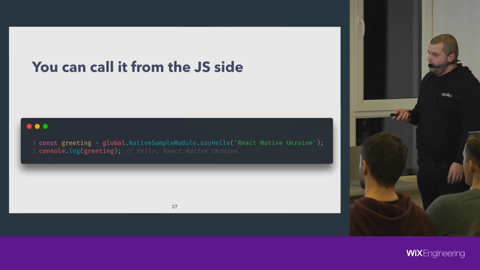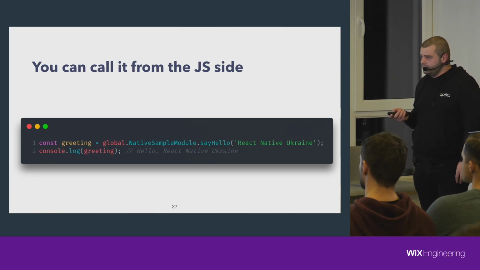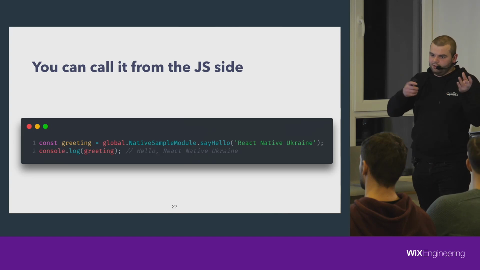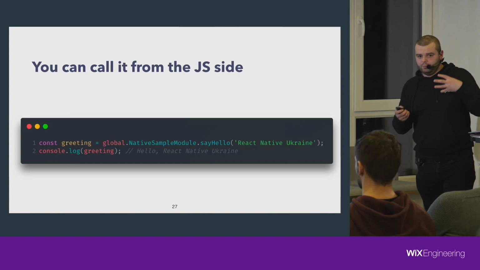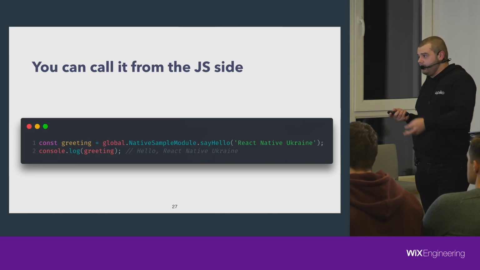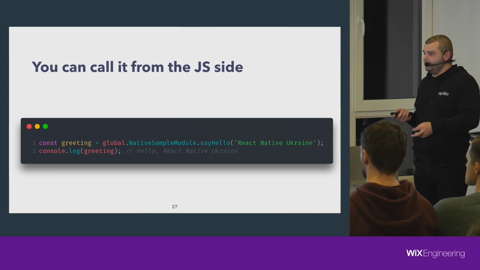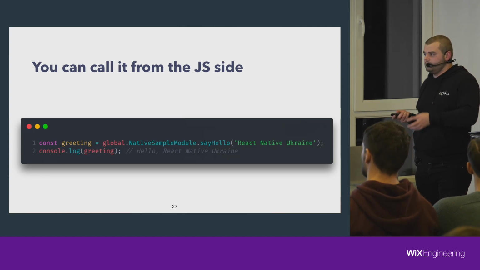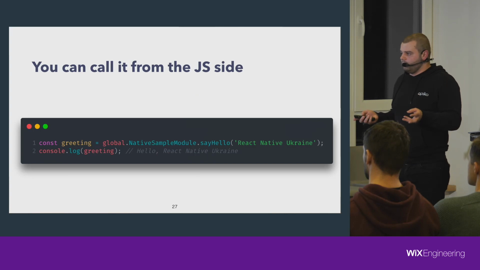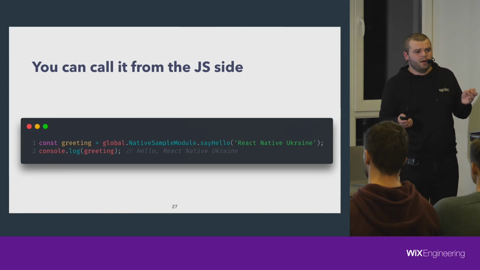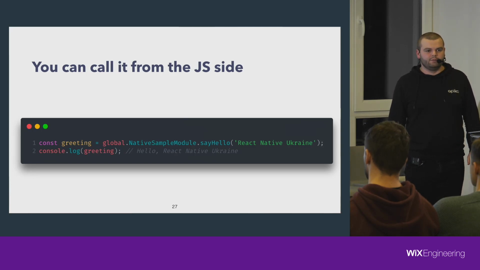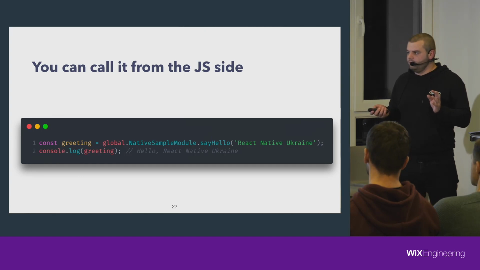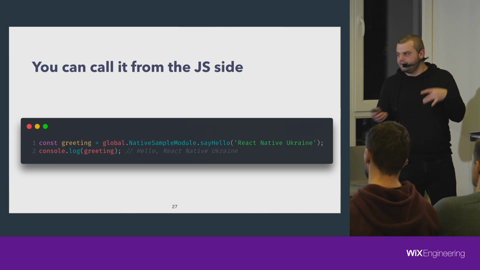So you can write const greeting from that global object, the native sample module, which is the module you will create. It has some method, you can pass something, it returns something, and you can use that value in your JavaScript code. Basically the same. Who of you has ever written a native module for React Native? So maybe you're already familiar with that concept, but with NativeModules instead of global.